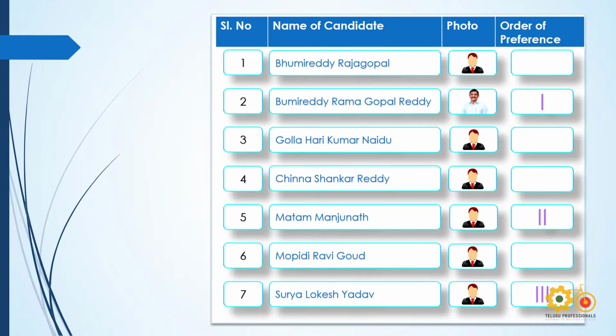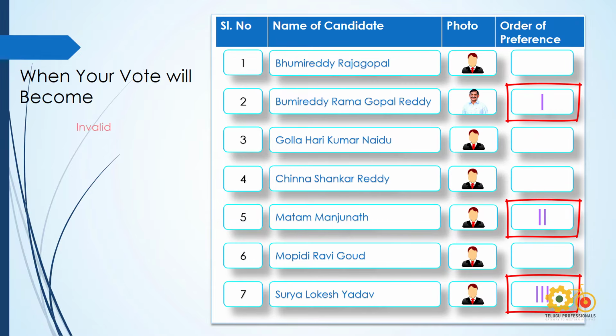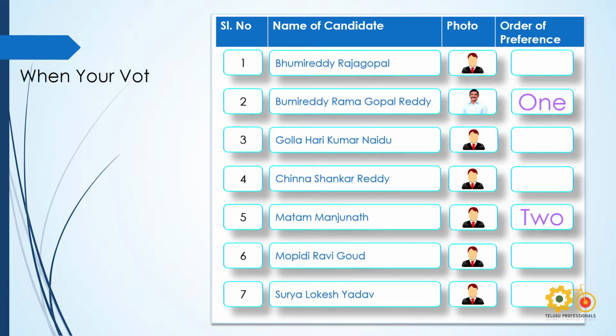Fifth scenario, if you use Roman letters to give the order of preference, then your vote can become invalid. Sixth scenario, if you write number 1 and number 2 and so on in words, then your vote can become invalid.